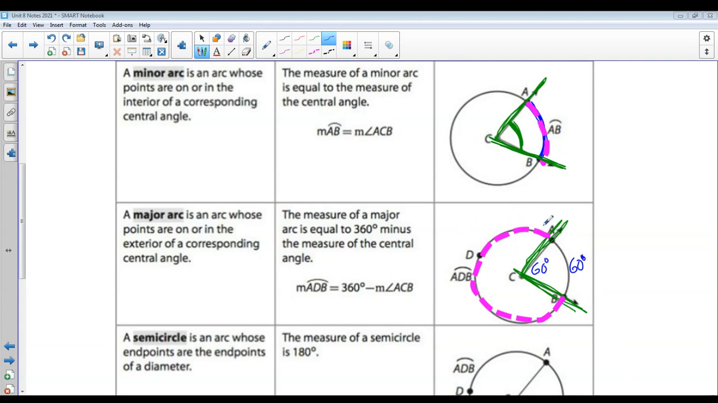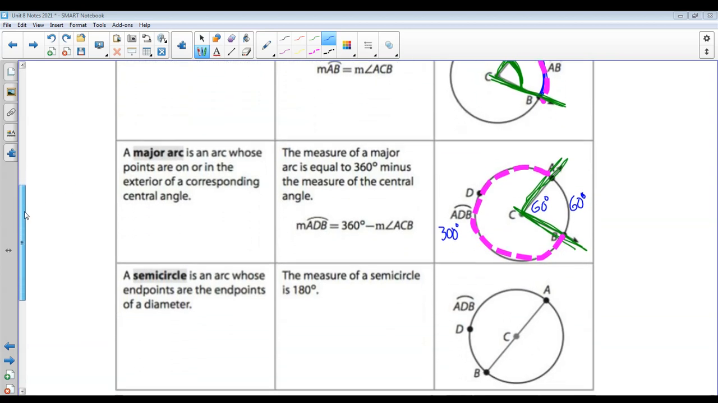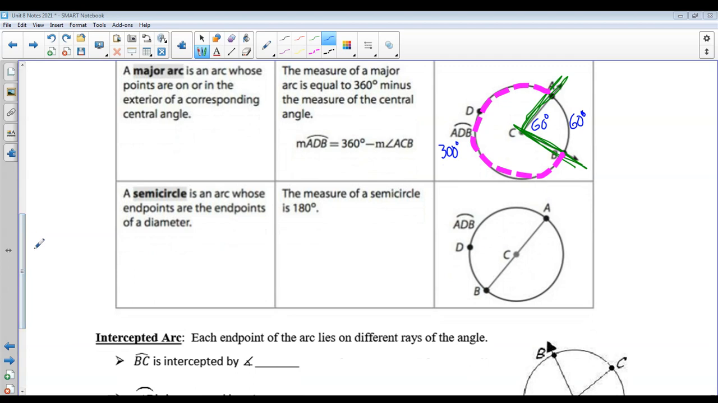That tells us this major arc, the rest of it, since we know a circle adds up to 360, we know this major arc would be 300 degrees. Okay, so these are all tools we're going to use coming up the next couple of classes, using our knowledge of circles equal 360, using our knowledge of linear pairs. So that's leading us into our next one.